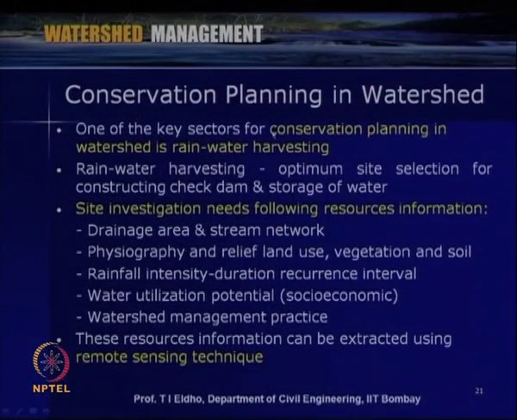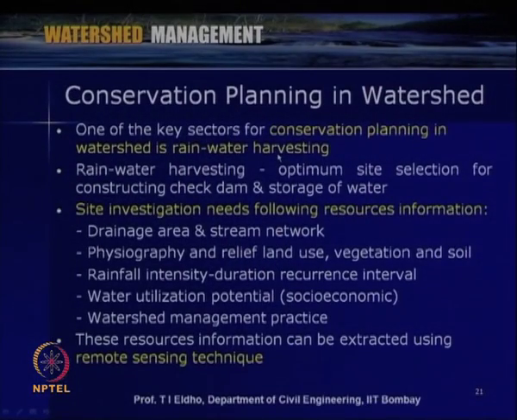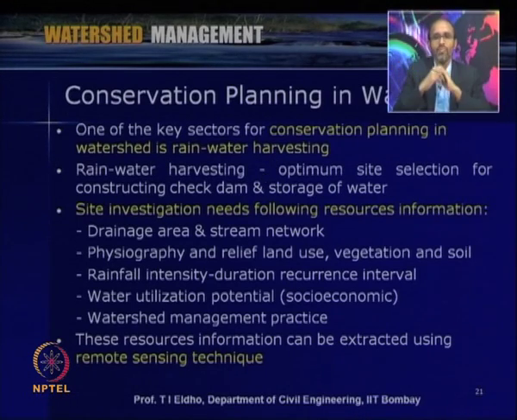Then another application is conservation planning in watershed. Here one of the key sectors for conservation planning in watershed is rainwater harvesting. Rainwater harvesting can be used to improve the water availability in the area or also can be used to reduce the soil erosion problems. For rainwater harvesting, we need optimal site selection for constructing check dams and storage of water. So site investigation needs the following resource information. These we can obtain through remote sensing.